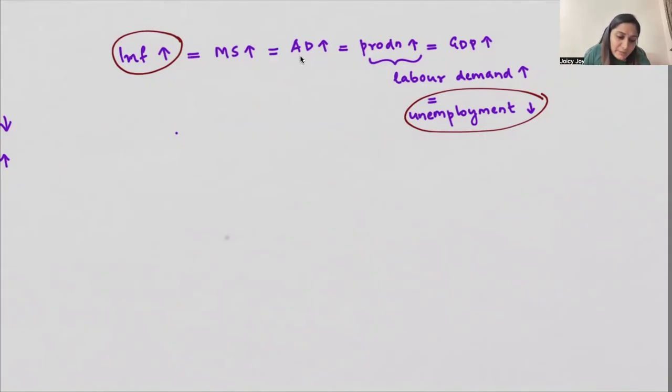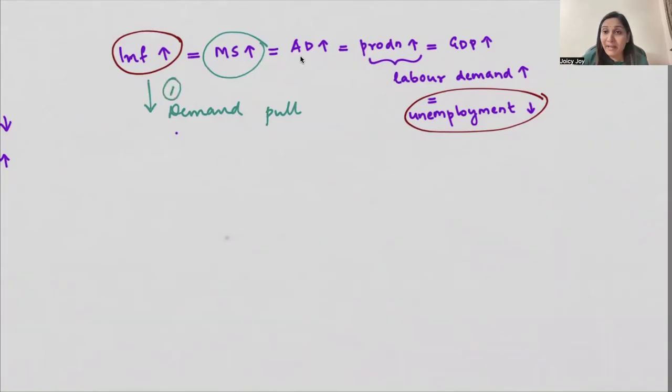See, here Phillips curve talks about only demand pull inflation. Why? Because it is only in the case of demand pull inflation that the money supply increases. But in case of cost push inflation, money supply doesn't increase. It is the cost of production which increases. Okay. So first drawback is that this can be applied only in case of a demand pull inflation.